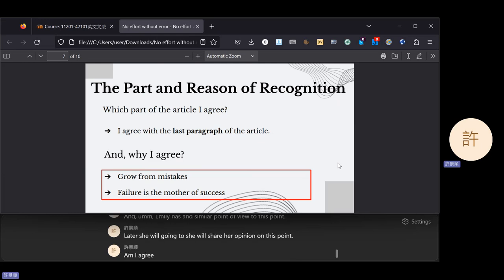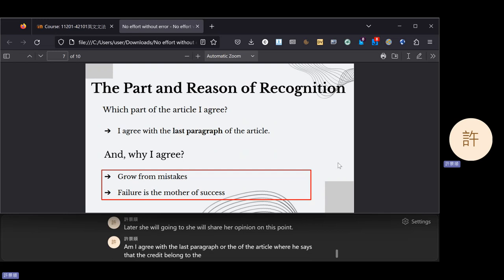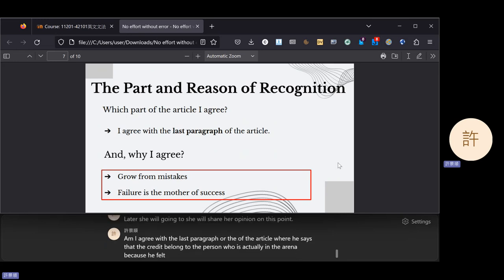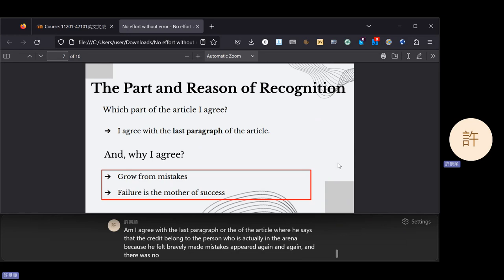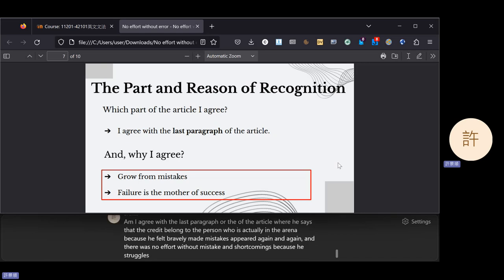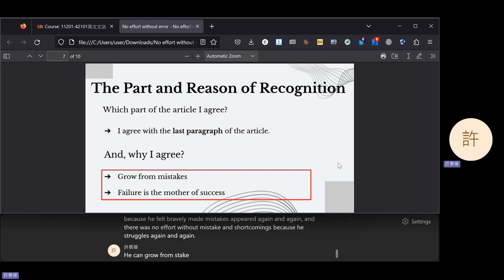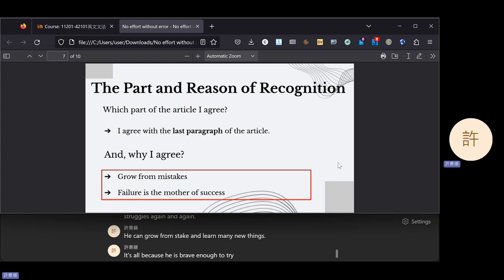I agree with the last paragraph of the article where he says that the credit belongs to the person who is actually in the arena, because he fought bravely, made mistakes, and appeared again and again, and there was no effort without mistake and shortcomings. Because he struggles again and again, he can grow from mistakes and learn many new things. It's all because he is brave enough to try. So he will also have more gains.